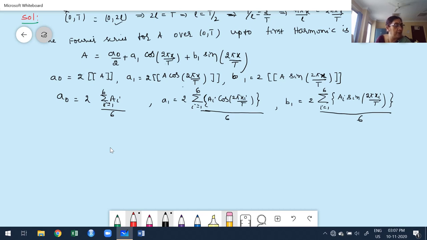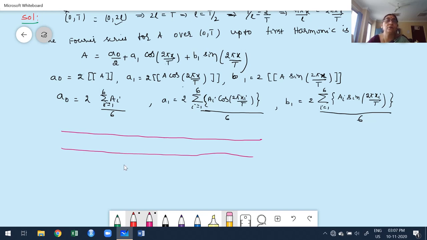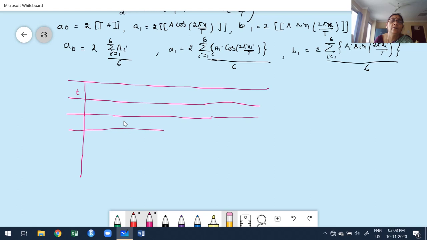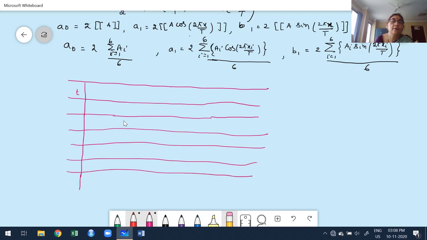First you construct the table. Based on the table I have to find the sum of this value, the summation of this value, and also the summation of this. Now we are going to construct the table. The first two rows are nothing but the given data. What is the given data? It is t. How many rows are you expecting? 6, 1, 2, 3, 4, 5, and also 6. And the last row is total. The first value is T. Okay. The second one is A.